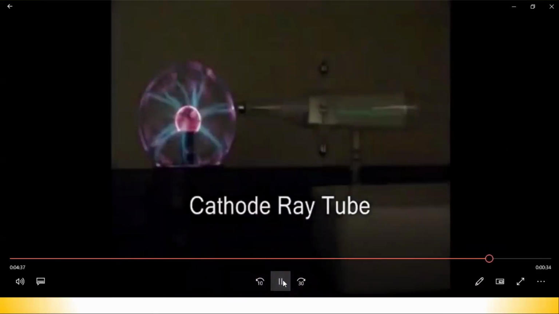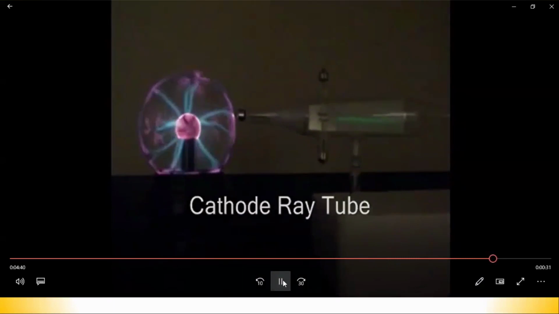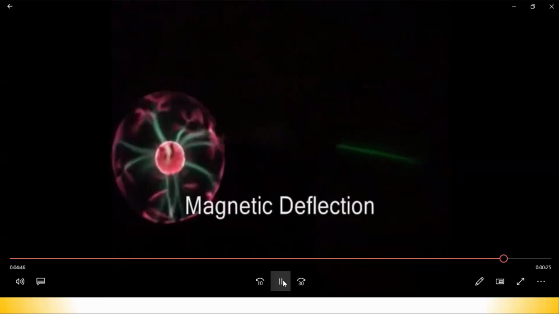A plasma ball provides a safe source of high voltage that can allow you to investigate the properties of a cathode ray safely. Teacher and student alike can now safely and easily demonstrate magnetic deflection of electrons and relive the discoveries of J.J. Thomson thanks to the marvelous plasma globe.